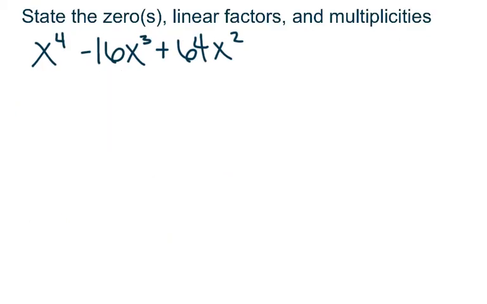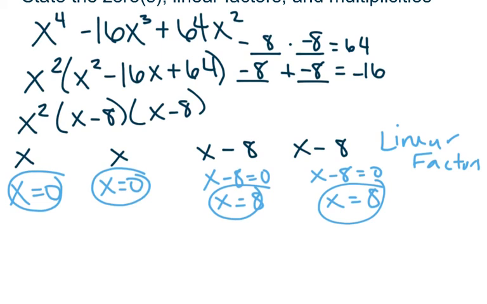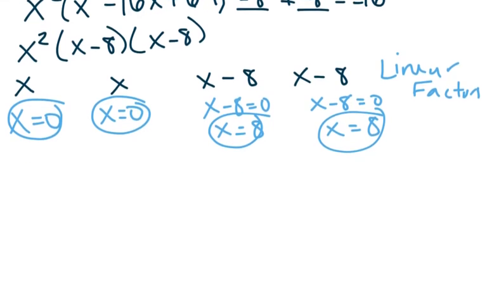Alright, I want you to try this one. I want you to pause the video. I want you to find the linear factors, solve for the zeros, and then state the multiplicities. So pause the video in 1, 2, 3. Alright, so here are my linear factors. Now take your linear factors, set them equal to 0, get x by itself. So now you have your zeros, and now you can just state the multiplicities.